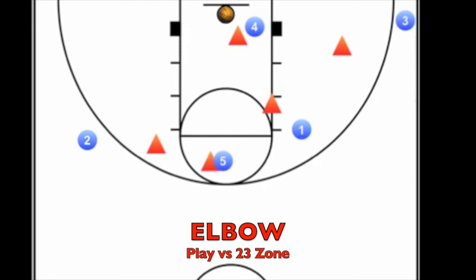In a 2-3 zone, the bottom defender isn't used to rotating all the way over to the opposite block, as he expects his teammate to be there. However, we move that defender off that position with our wing in the corner.